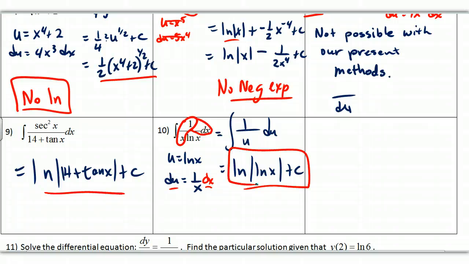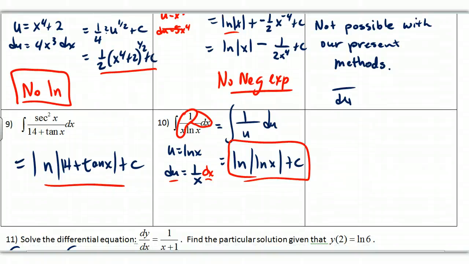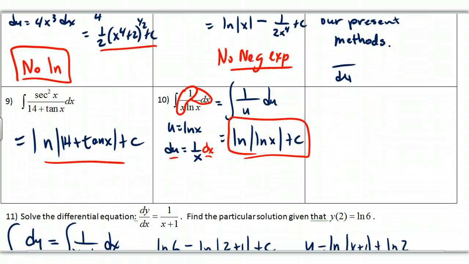You also will have to do other u substitutions and stuff with the ln x, but just pay close attention and look for a function in the denominator and its derivative in the numerator. Then you can do the ln. If not, you've got to go back to our old, usually it's power rule stuff that we're dealing with.